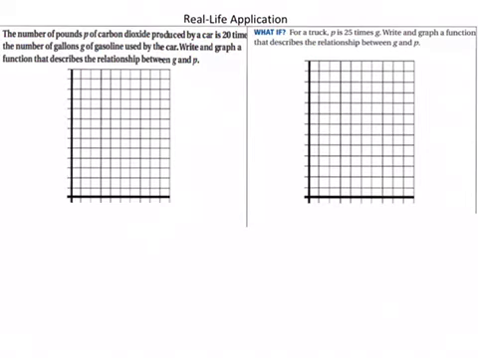Now we have a couple word problems to create function rules for. So let's go ahead and read the first one. The number of p pounds of carbon dioxide produced by a car is 20 times the number of gallons g of gasoline used by the car. So we have to write and graph a function that represents the relationship between g and p. So they're saying that the number of pounds of carbon dioxide is 20 times the number of gallons of gasoline used. That's telling us something right there. It's saying that P is 20 times G.